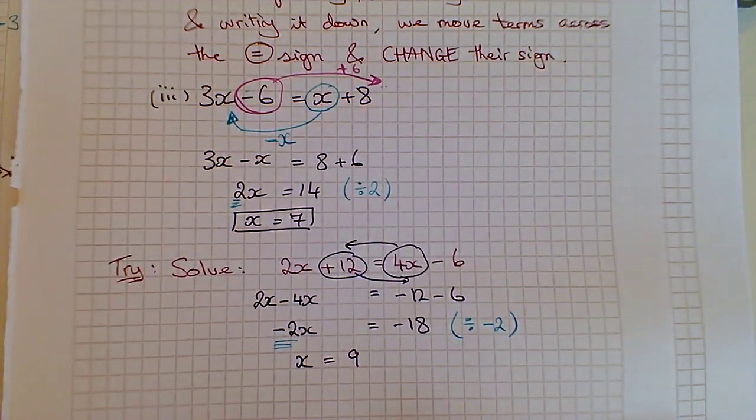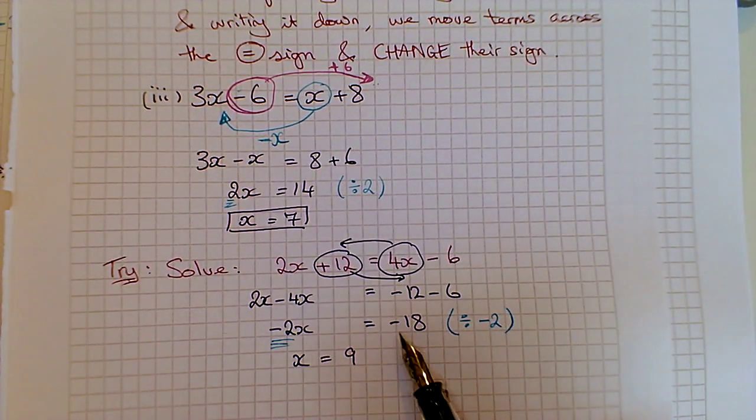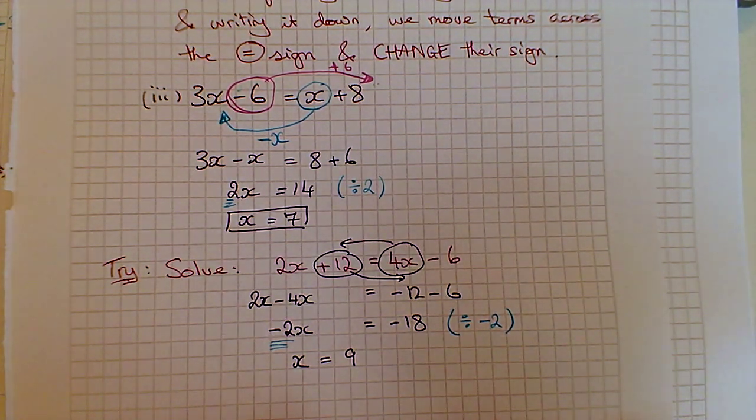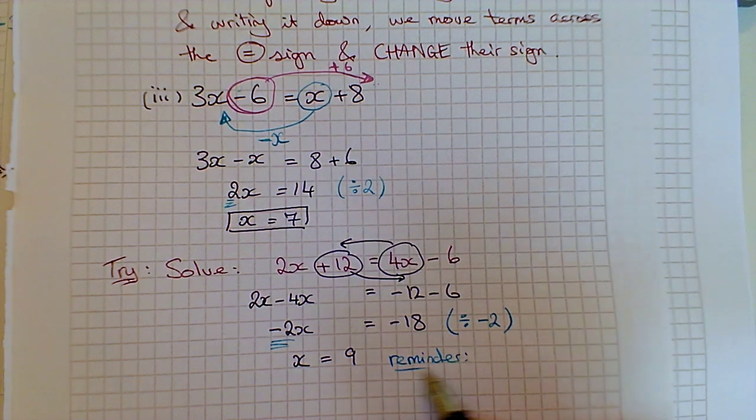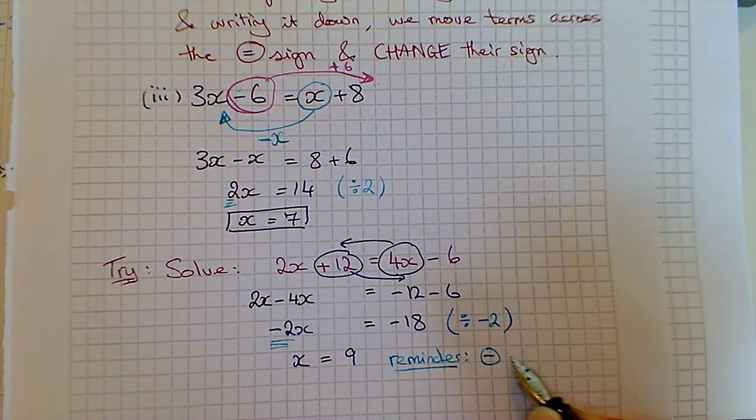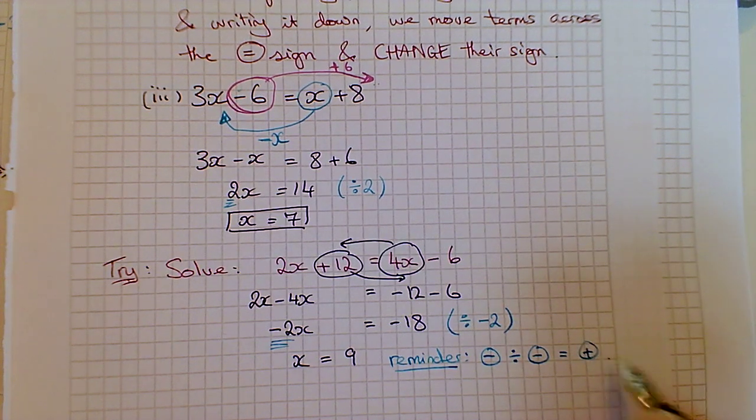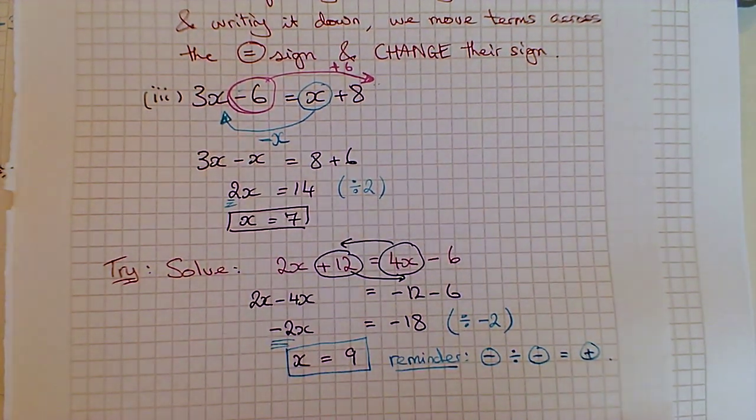You can do this into your calculator if you're not sure, but a minus divided by a minus is a plus. So let's remind ourselves of that. A minus divided by a minus is a plus in our answer. So x is equal to 9.